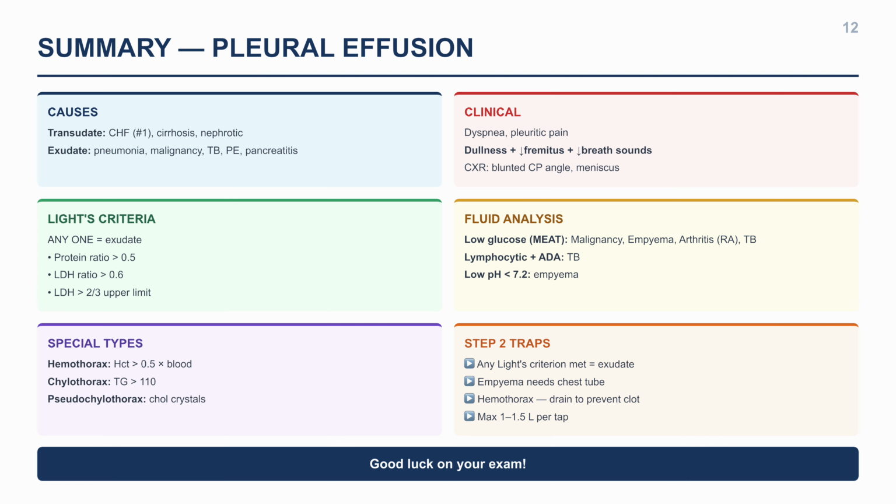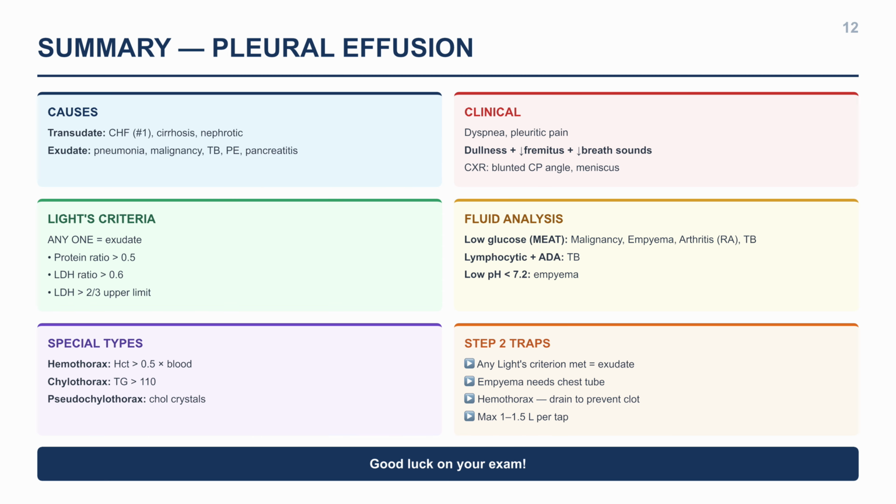Let's wrap up. Causes. The number 1 transudative cause is congestive heart failure, followed by cirrhosis and nephrotic syndrome. Exudative causes include pneumonia, malignancy, tuberculosis, pulmonary embolism, and pancreatitis. Clinical. Dyspnea, pleuritic chest pain, and the classic exam triad of dullness plus decreased fremitus plus decreased breath sounds. Imaging. Chest X-ray shows blunted costophrenic angle and meniscus sign.